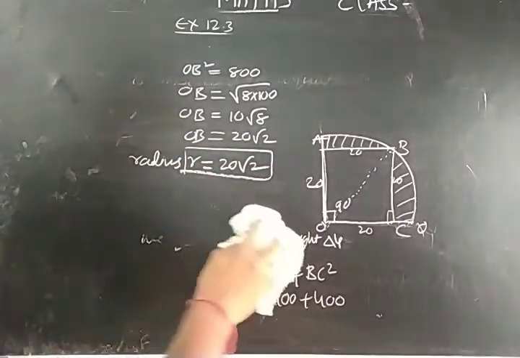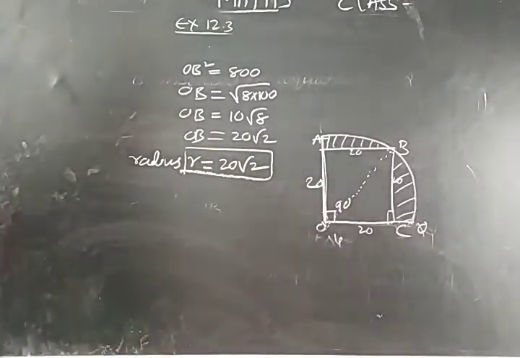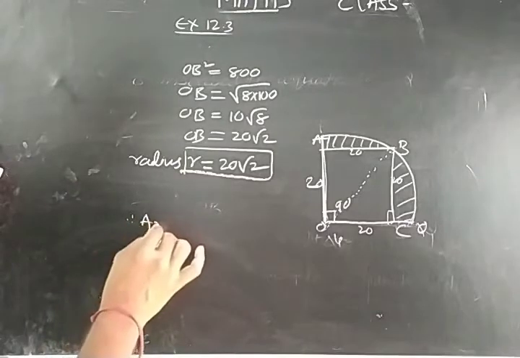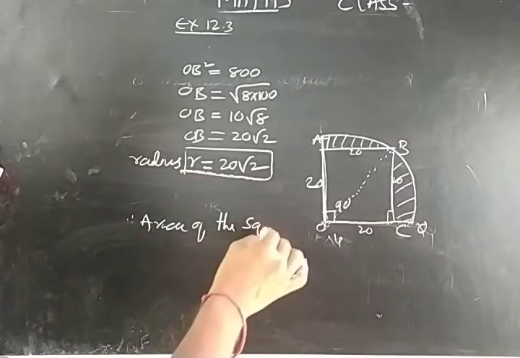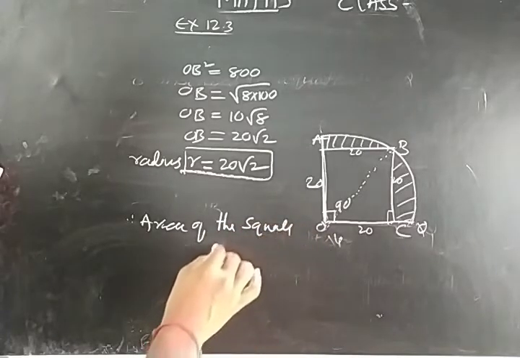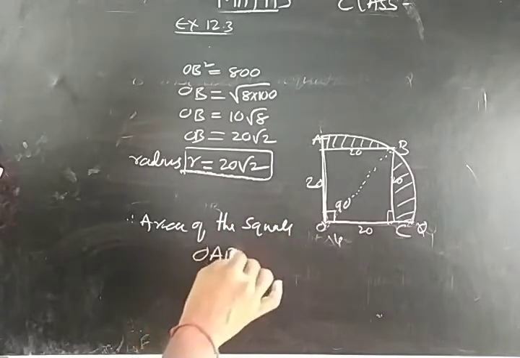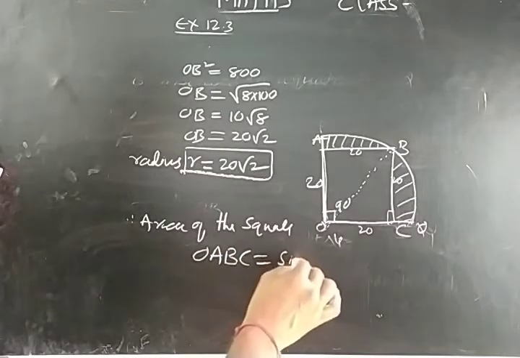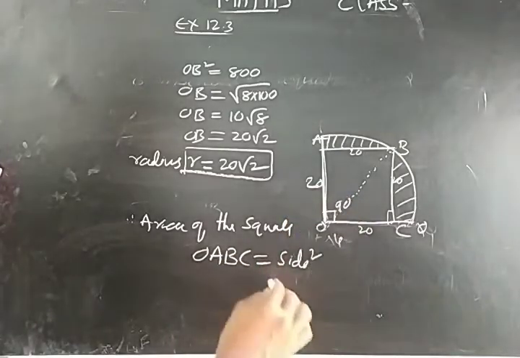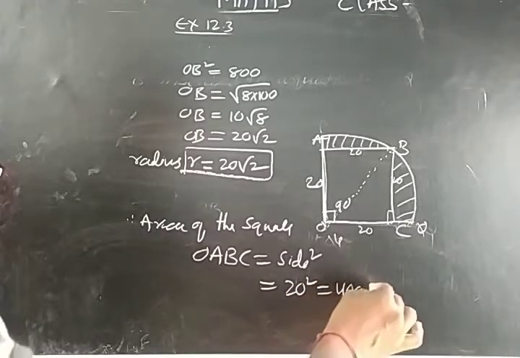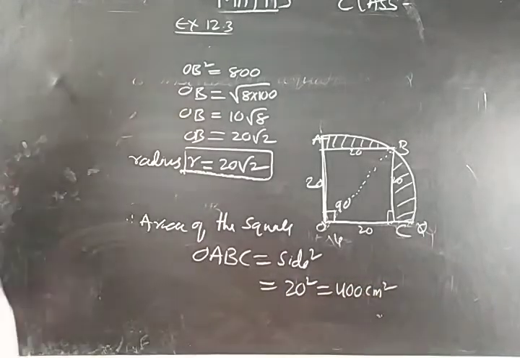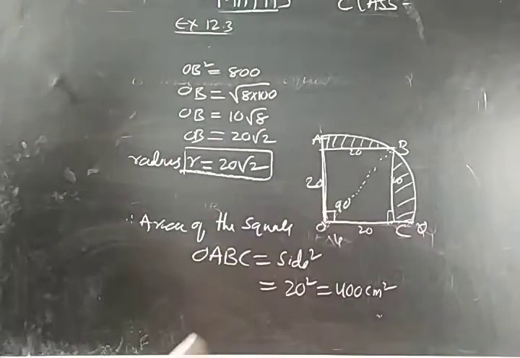Now I will find the area of the square. Therefore area of the square ABC is equal to side square. What is the side? Side is given, 20 square. 20 square is 400 centimeter square. Right? Now we have the radius, we have the angle.